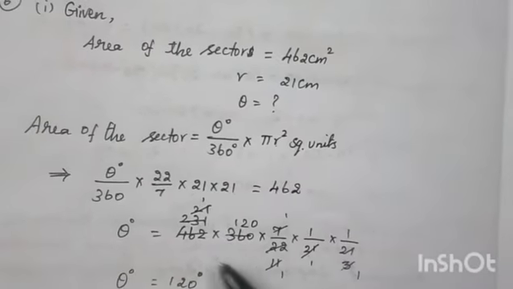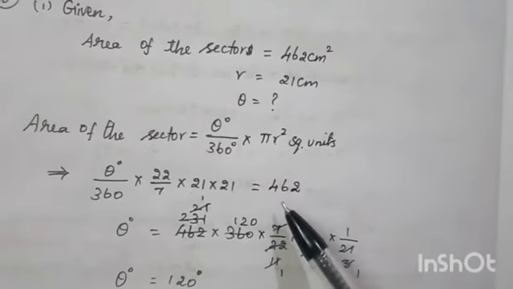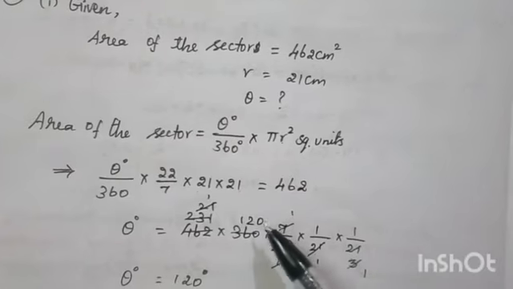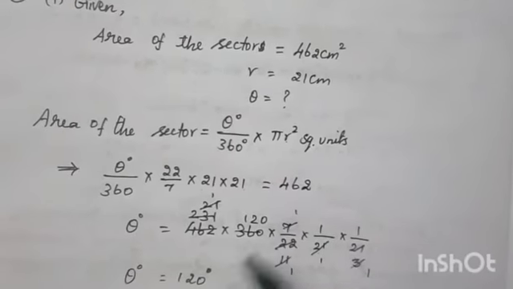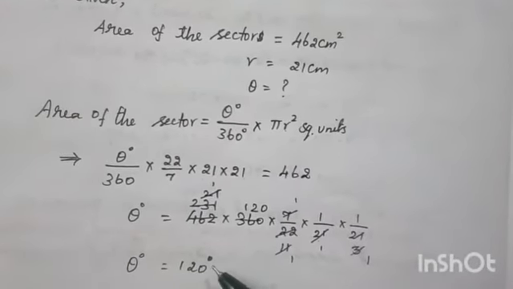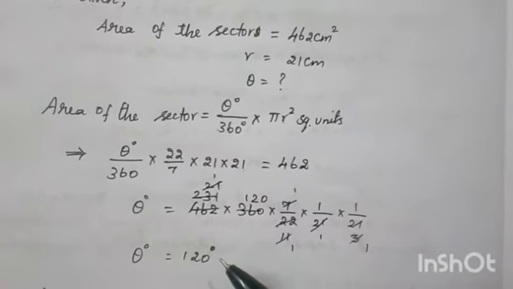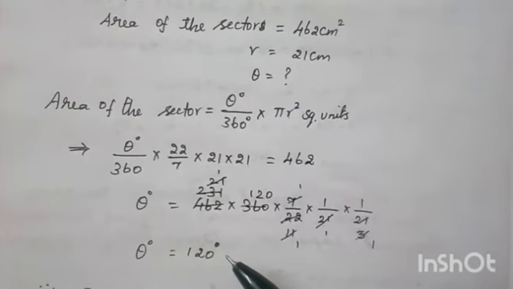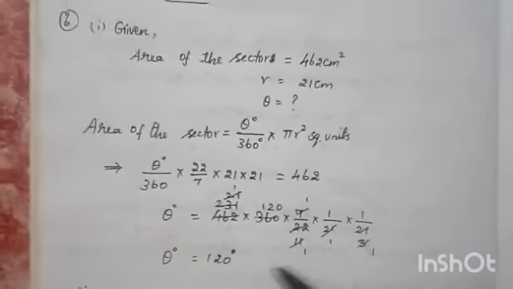So after cancelling we have in the numerator 120, denominator 1. So that is equal to 120. Theta equal to 120 degree. Central angle equal to 120 degree.